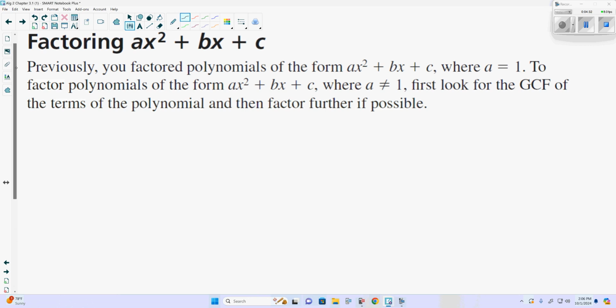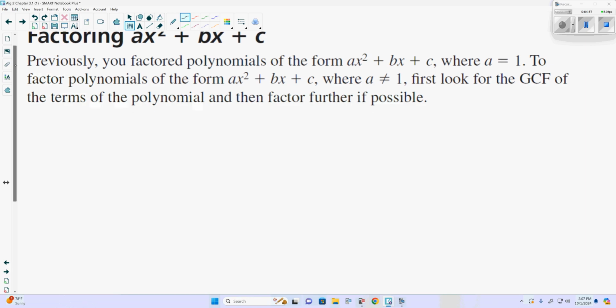Previously, you have factored polynomials of the form ax squared plus bx plus c. Y'all have done this before. We did it some in geometry. You did it most likely at the end of the year in Algebra 1. The book doesn't do a whole lot of this, so it's a lot with a being 1. We can have a different than 1. Now we do have some steps.